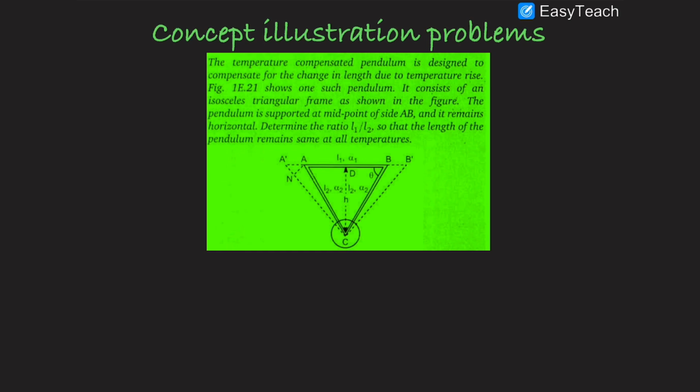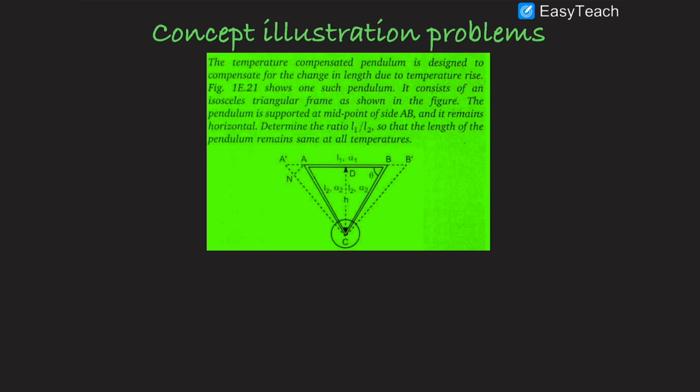So we have to find out the value of L1 upon L2 if this length h of the pendulum always remains constant at all temperatures, which means that this length is independent of temperature. You can see that if this triangle is this one, then length is h, and if this triangle is this one, then also length is h. Okay, now let us use the formula.